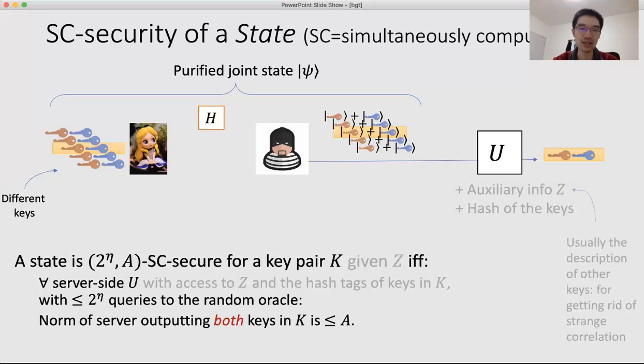2^η is the upper bound on the number of queries. If all the servers are unitaries with fewer than this number of queries, the server could only output both keys in K with norm at most A. Then we say the state is 2^η, A secure for this key, which means the server's ability to output both keys using this number of queries is upper bounded.